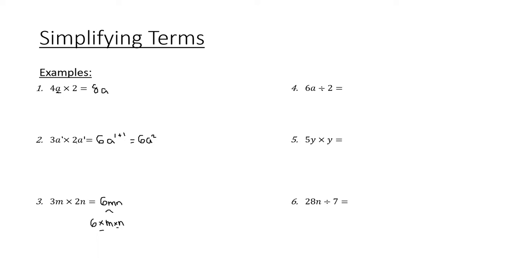Question 4, 6a divided by 2. We divide our integers, 6 divided by 2 gives an answer of 3, and then for a, there's nothing else to divide it by, so we just add our a to the end. Question 5, 5y times y. There is nothing else to times our integer, so it's 5, and then we've got two lots of y, so y to the power of 1 plus 1, because remember there's that 1 there. So 5y to the power of 2, or 5y squared, would be our final answer. Question 6, 28n divided by 7. We divide our integers, so we end up with 4n.